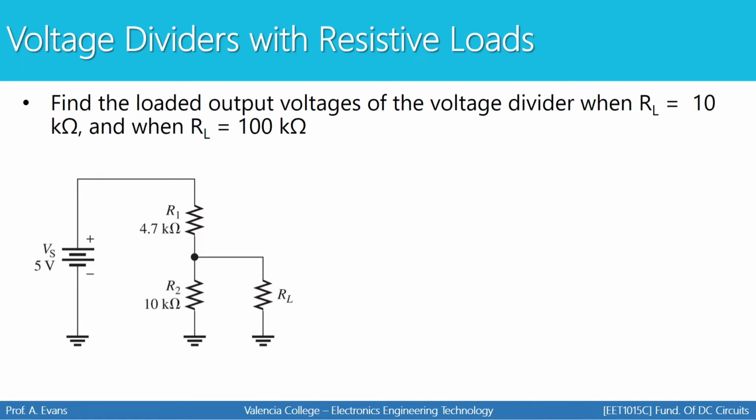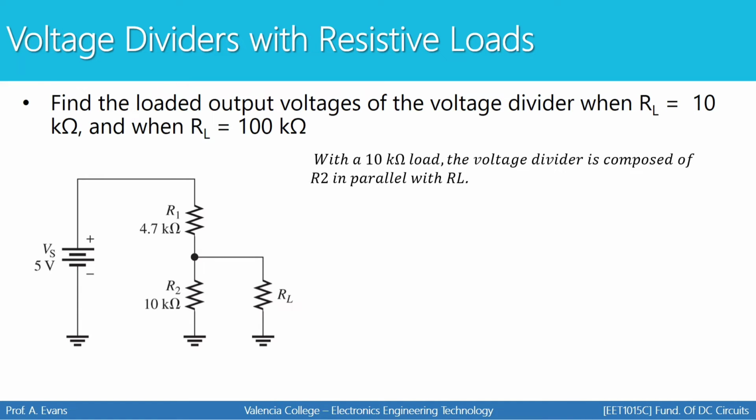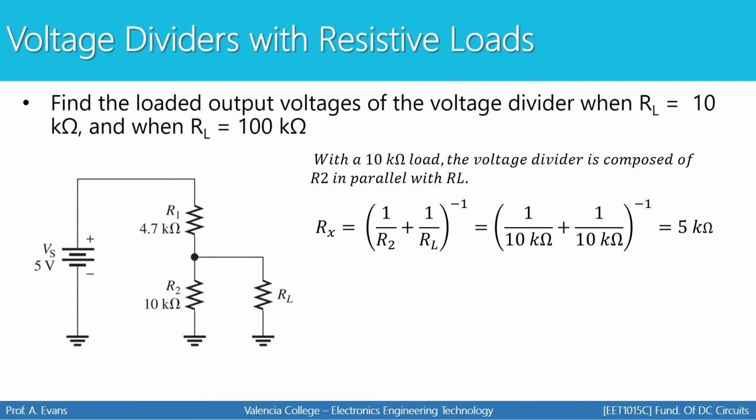If you were to add a load, you now have, let's say, a 10K load. And now you have a voltage divider with R2 in parallel with RL. So first, before I can do a voltage divider, I have to combine these. These are in parallel. So I'm going to combine these and call it Rx. Once I combine these, my circuit is now R1 in series with Rx, because these two will be replaced with the value of Rx.